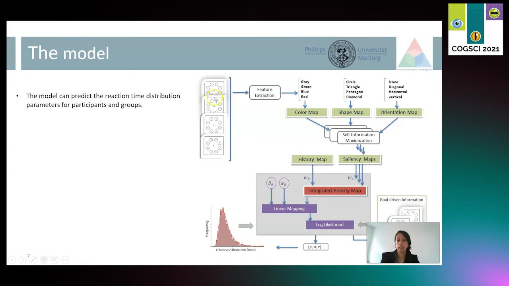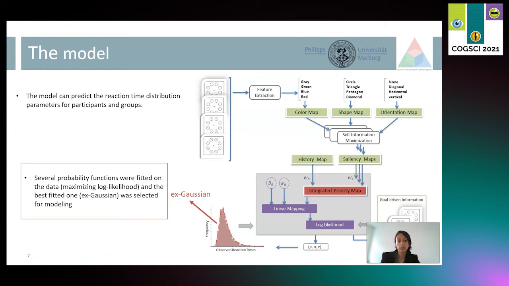As you see here, there is the schematic of our model, and the model starts by extracting features from the experiment tasks, and after taking several steps, it predicts the parameters of the reaction time distributions. By distributions here, we mean exponential Gaussian. Several probability functions were fitted on the observed data by maximizing likelihood, and the best fitted one, ex-Gaussian, was selected for modeling.